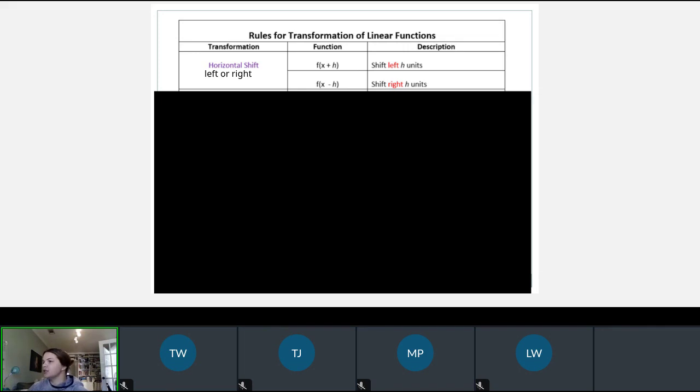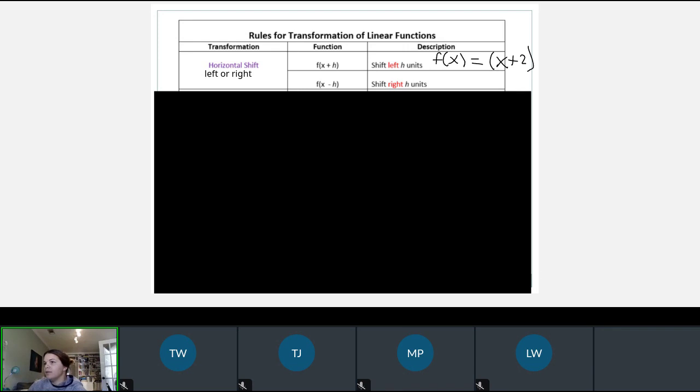This one is probably the trickiest one because in our minds, if we're moving left, we would be subtracting, but it's actually the opposite. So if you look here, when the function inside the parentheses has x plus a number, if it's adding a number to x in the parentheses, so we're adding to the input, we're going to shift left. So this might look like f of x equals, we would probably have like x plus 2. This means the parent function has shifted to the left 2 units.